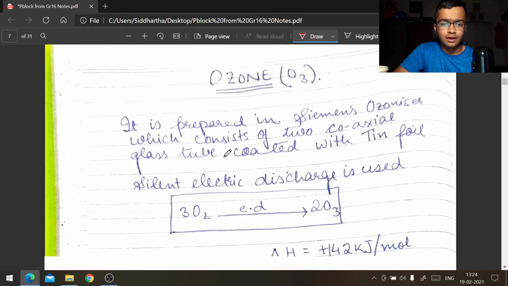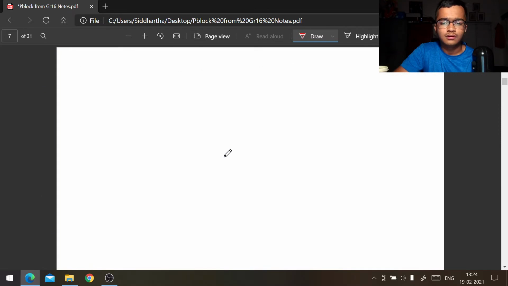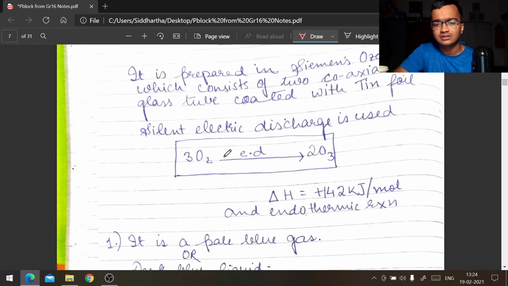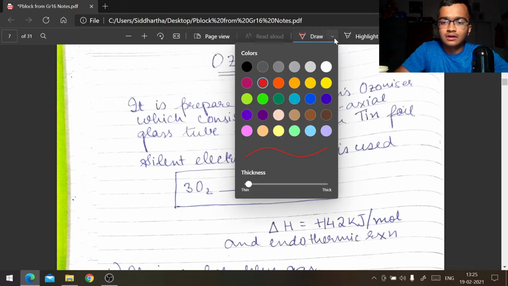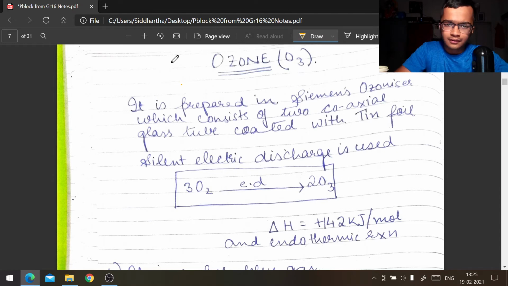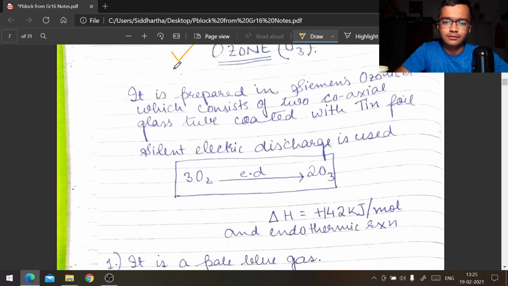Okay, now coming to a very important compound, a group 16 compound, which is ozone. So let's see what is written here. We will go slowly, no hurry. Okay, so what is ozone? Ozone is prepared in the Siemens ozonizer.